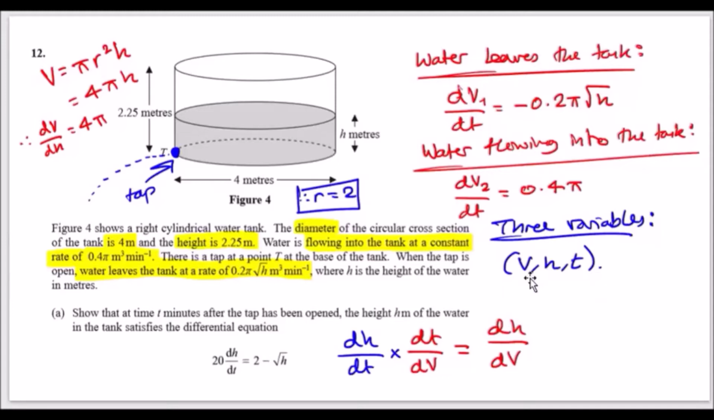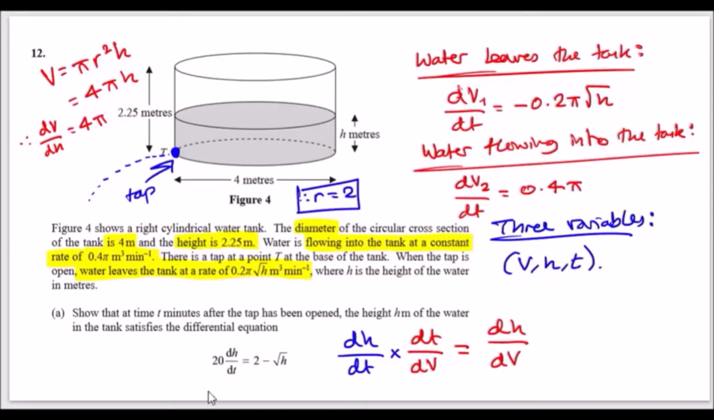We know we have a volume V, because we're dealing with meters cubed, so it's a volume, and we have a nice equation there. We also have h, which is the height. We also have time, because we always have a time change rate, so that's always a given. So this means we can formulate an equation with all three variables.